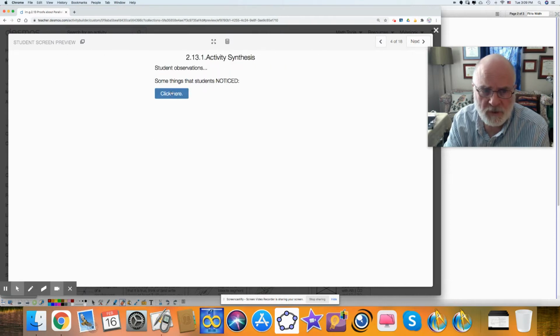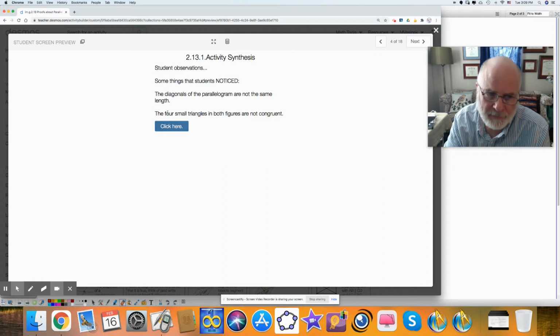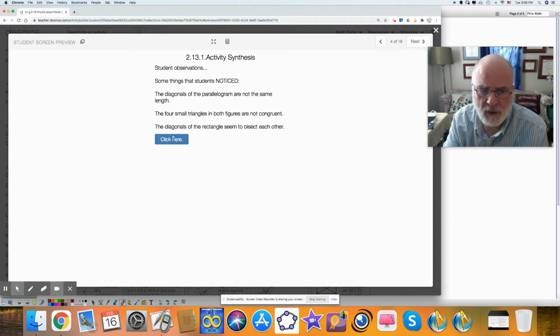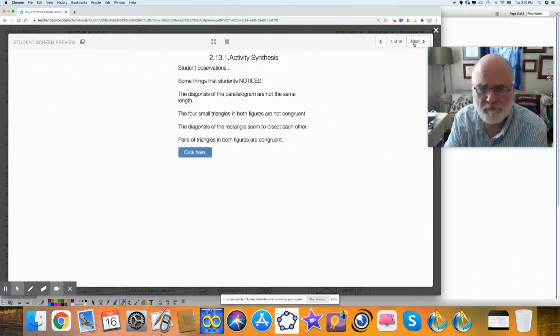Some things that some students noticed: the diagonals of a parallelogram are not the same length. The four triangles are not all congruent. The diagonals of a rectangle seem to bisect each other. Pairs of parallelograms in both figures are congruent. So if I look here, it looks like these two triangles are congruent. These two might be congruent, but they're not all four congruent.